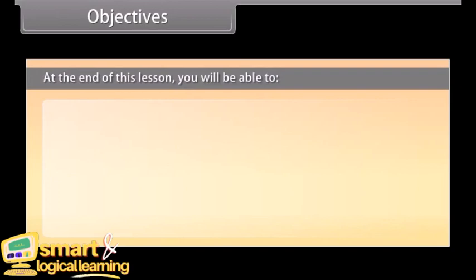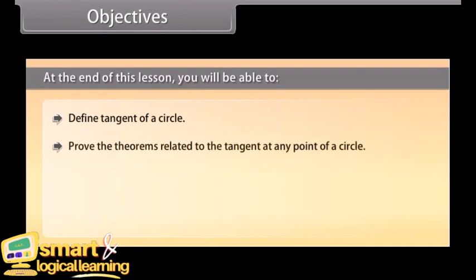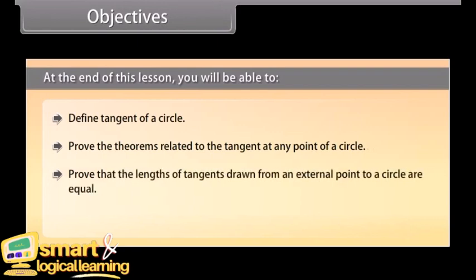Objectives. At the end of this lesson, you'll be able to define tangent of a circle, prove the theorems related to the tangent at any point of a circle, prove that the lengths of tangents drawn from an external point to a circle are equal, solve examples related to the tangent of a circle.